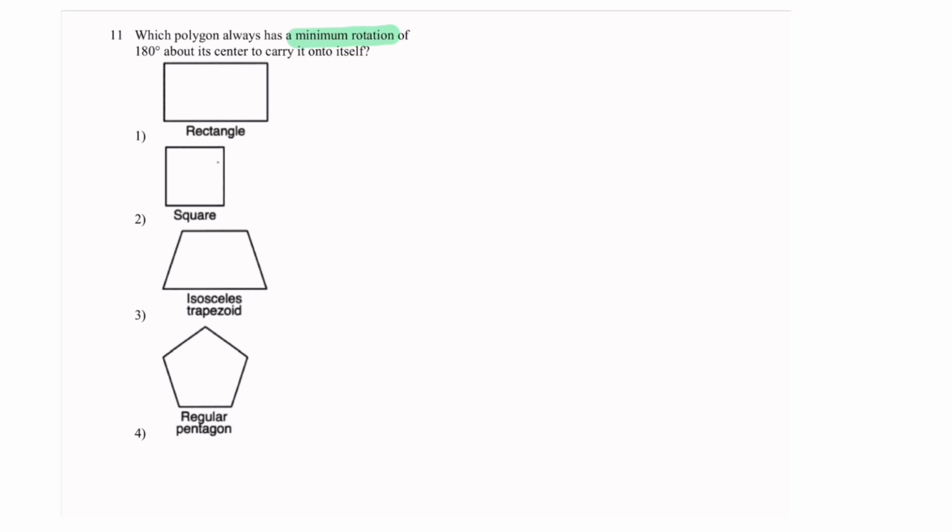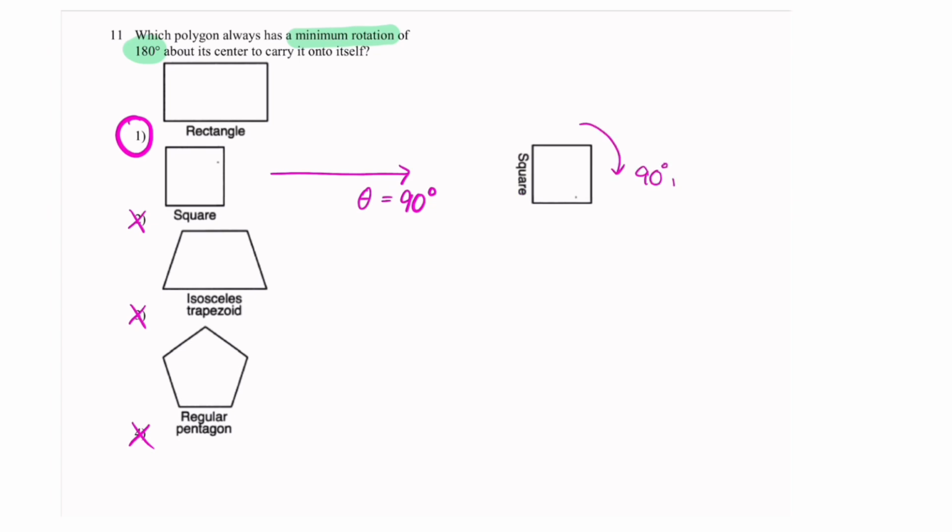Number 11. Which polygon has a minimum rotation of 180 degrees about its center to carry it onto itself? Now we're going to show here that choice 1 is the correct answer by showing that choices 2, 3, and 4 cannot be. If I take a square, the minimum rotation I need so that the square looks exactly identical to how it did before is 90 degrees. So that's not a minimum rotation of 180.